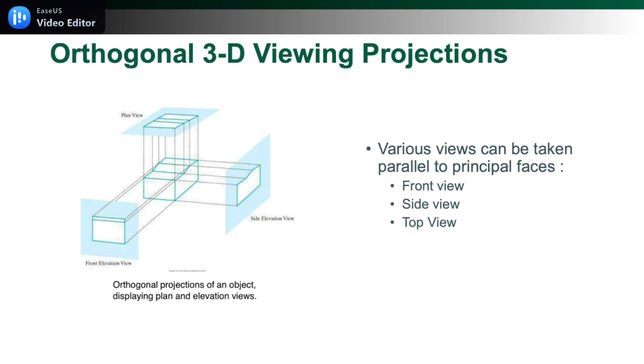Now let's talk about orthogonal 3D viewing projections. They are a type of parallel projection. Various views can be taken from parallel to principal faces. For example, we could have a front view, a side view, a top view. The key remains here that they are projected parallel to the lines, parallel lines from the object to the plane.